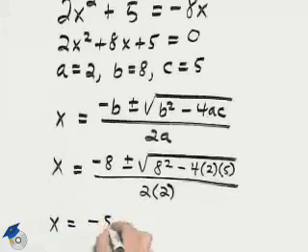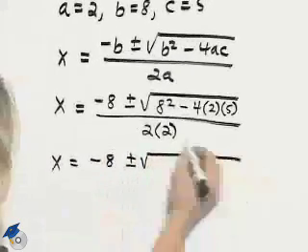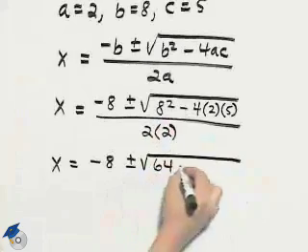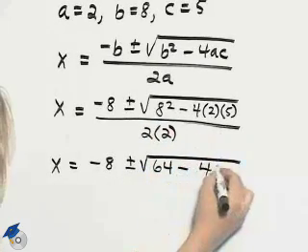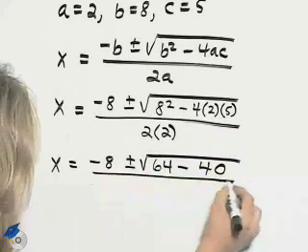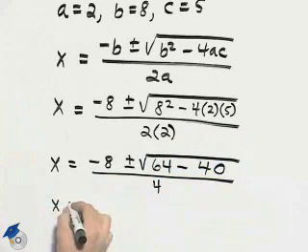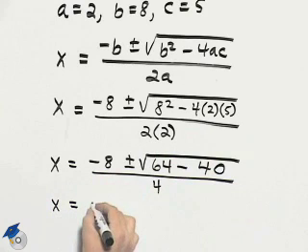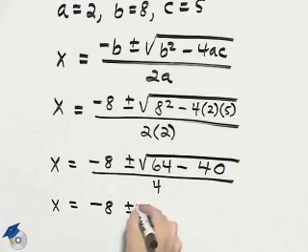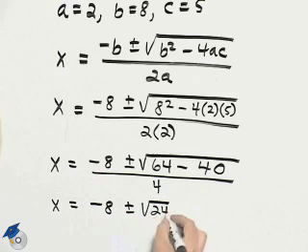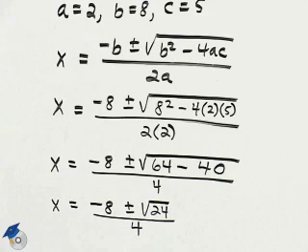Continuing to simplify, we'll have negative 8 plus or minus, now 8 squared is 64, 4 times 2 is 8, times 5 is 40. 2 times 2 is 4. Continuing to simplify, negative 8 plus or minus the square root of 64 minus 40, which is in fact 24. That will be over 4.